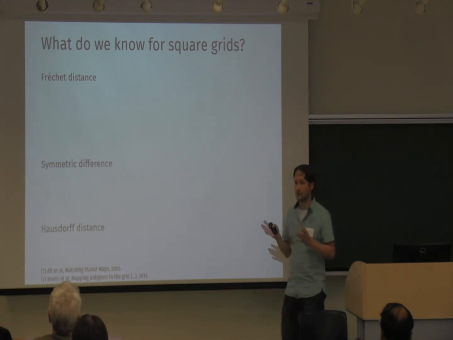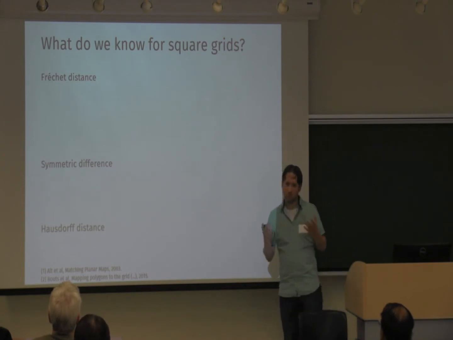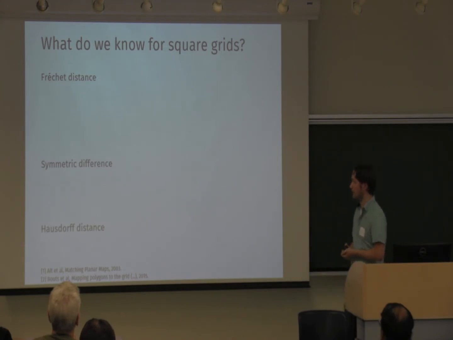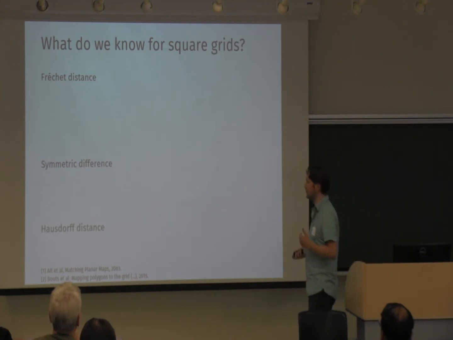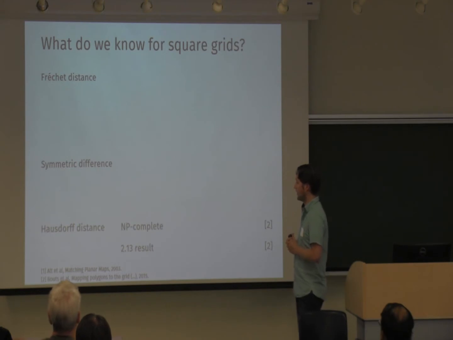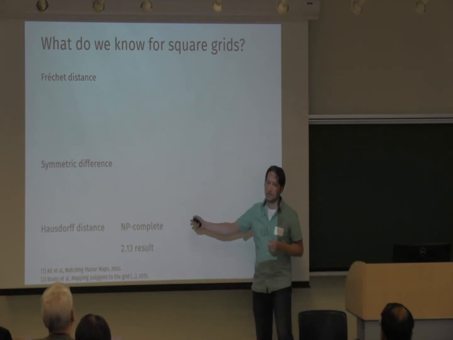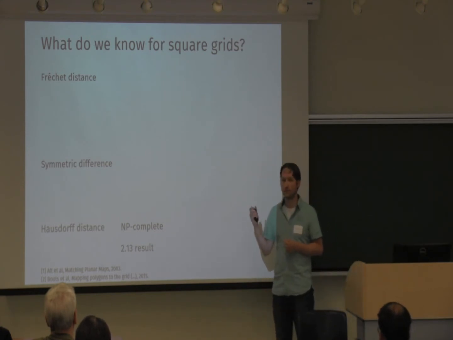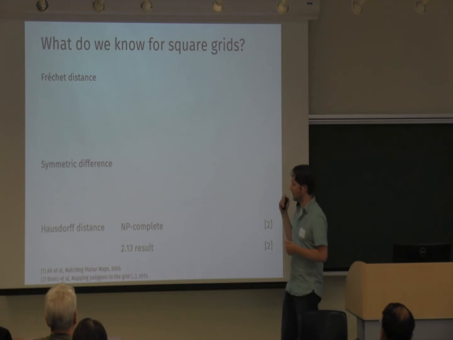bottom up. So I'm going to start with the Hausdorff distance, and because it's a fairly simple metric, you might think, well, that's a good way to start. We don't have any new results here because there were already results known. So we know that if you insist on a simple polygon as an output, even if you have a simple polygon as an input, then this is an NP-complete problem in general.